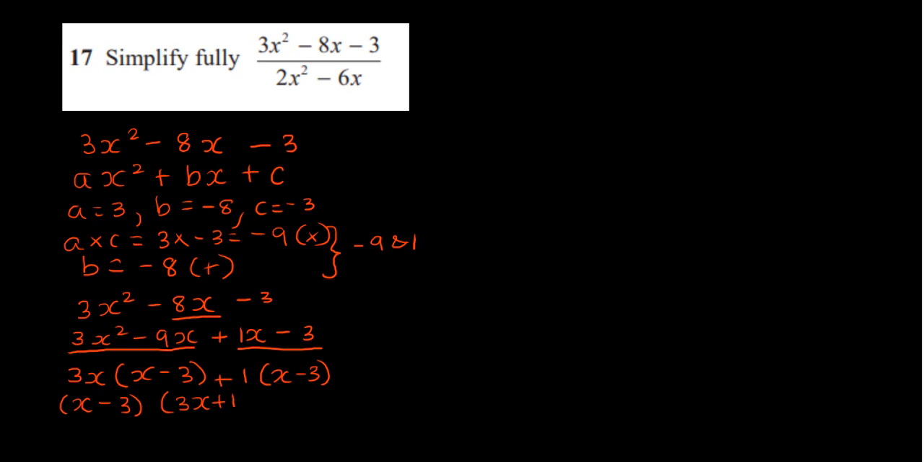That's my numerator done. I'm going to do my denominator in the middle. So 2x squared minus 6x, and just do a normal factorization here. 2x is the highest common factor, that's x minus 3. Okay, so I'm going to do the final bit in green.